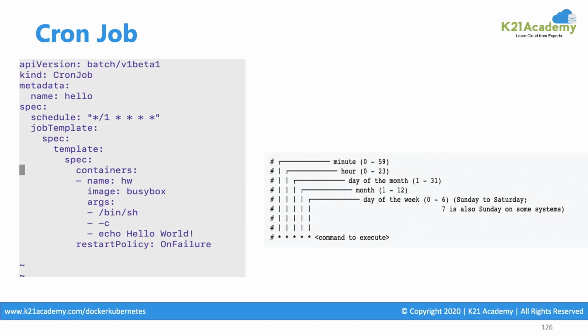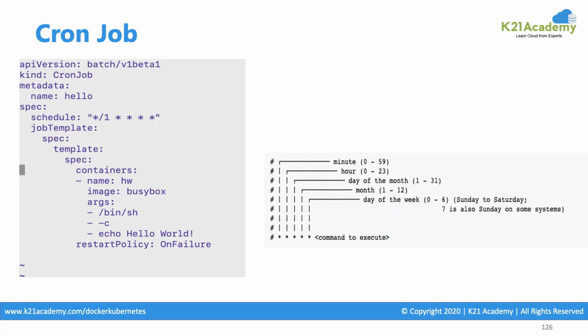So you have five asterisk symbols over there. First is for minute, second is for hour, third is for the day of the month. The fourth one specifies which month, and the fifth asterisk specifies the day of the week. Suppose in this YAML file, you see that */1 is given in the first asterisk. That means every 1 minute a task is scheduled.